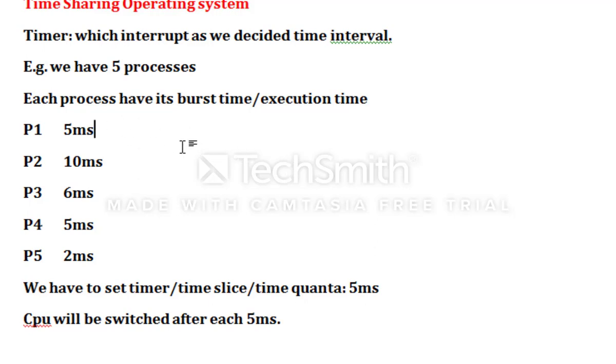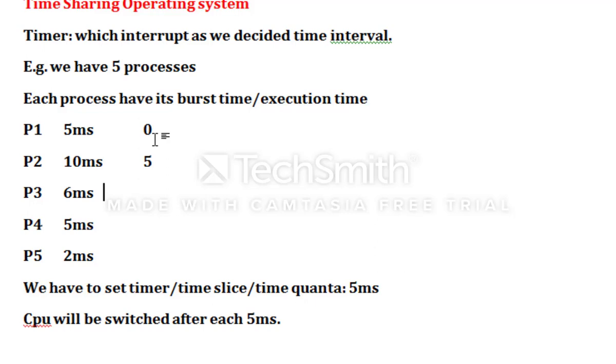So how will the execution take place? In the first cycle, the CPU is allocated to process P1 for 5 milliseconds, then its remaining time will be 0. After the end of the execution, P1 gets terminated. After 5 milliseconds, the CPU will be allocated to process P2. It will be executed for 5 milliseconds. Now 10 minus 5, process P2 will have 5 milliseconds remaining. Oh sorry, it will not terminate; it will still be in the queue.